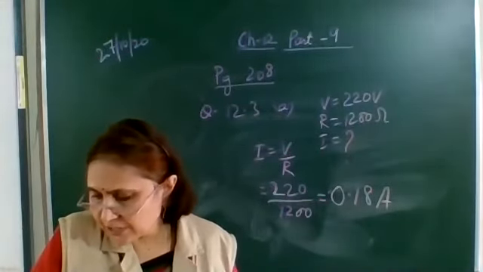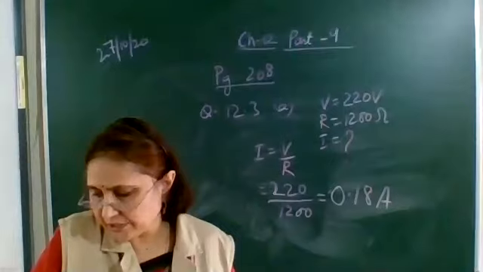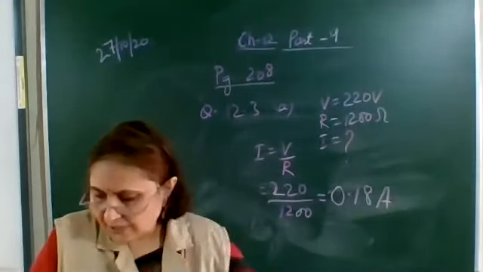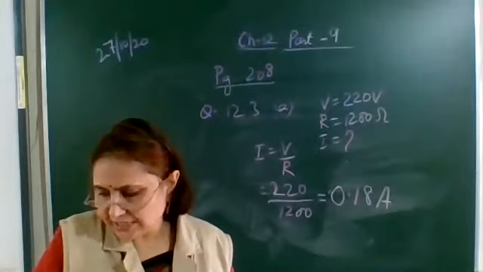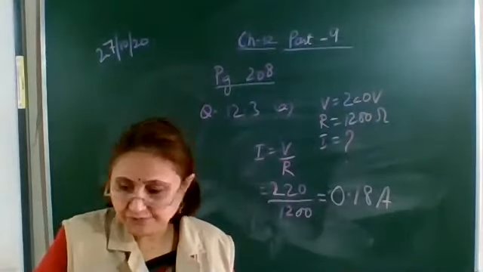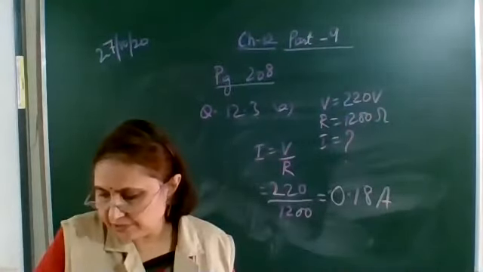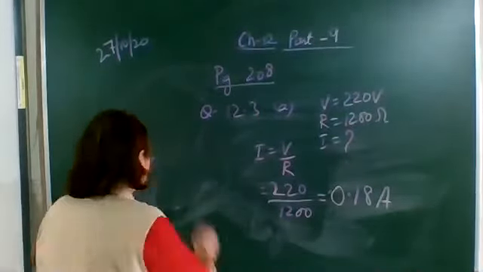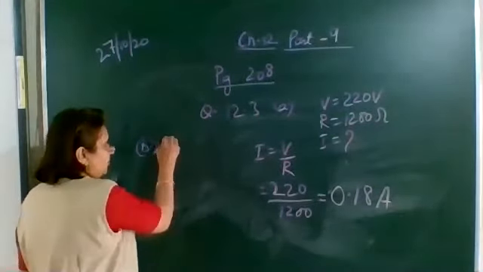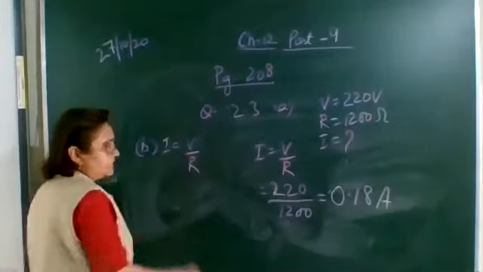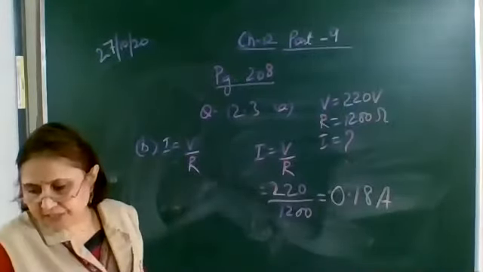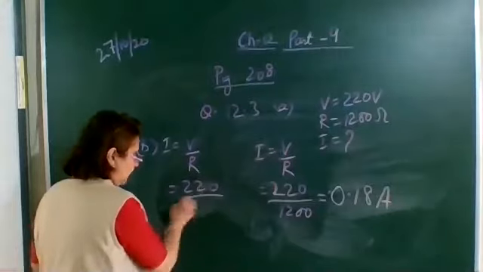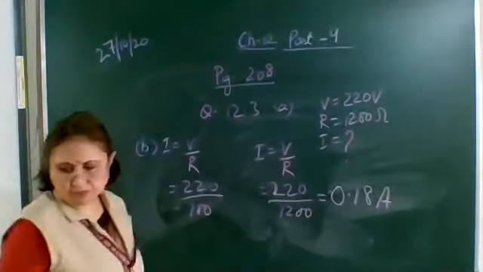Then the B part is how much current will an electric heater coil draw from a 220 volt source if the resistance of the heater coil is 100 ohms. Exactly the same type of question. The same equation will be used. I is equal to V upon R. V here is given as 220 volt and R is given as 100 ohm.